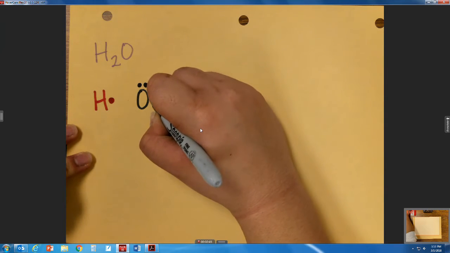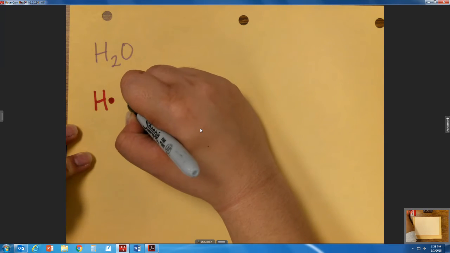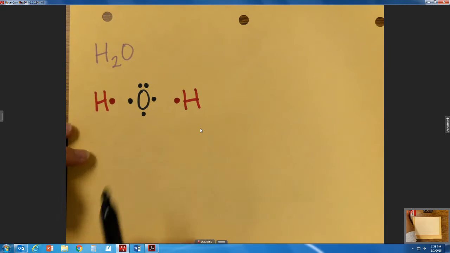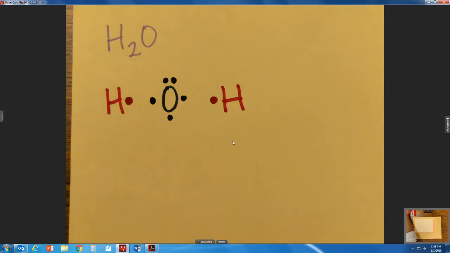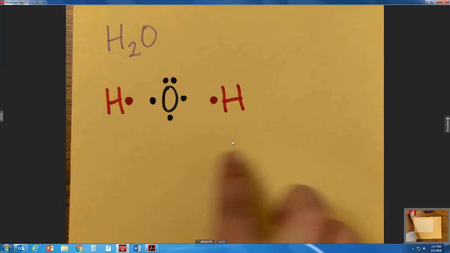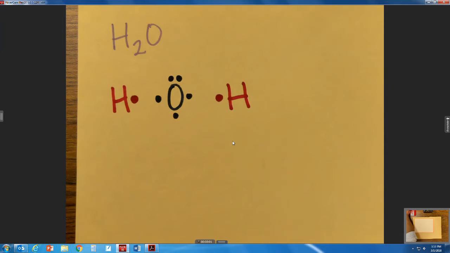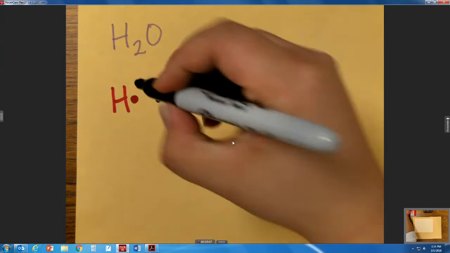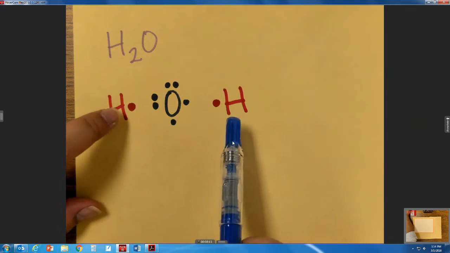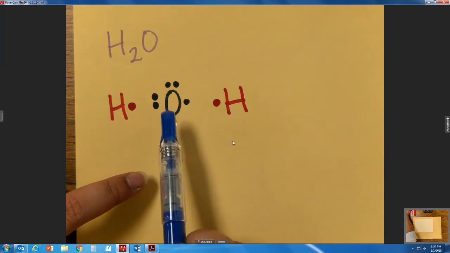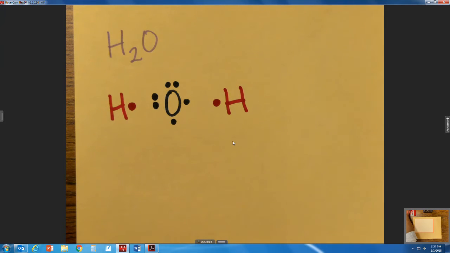Okay, so hopefully by this time you guys know where to look for valence electrons. Let me zoom in some more. Okay, so now that we have our individual atoms, I have both my hydrogens and I have my oxygen. Hydrogen, each of them has 1 valence electron. Oxygen has a total of 6.